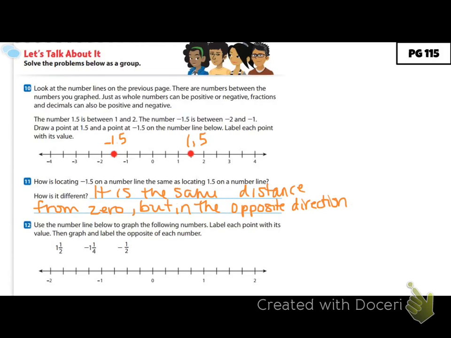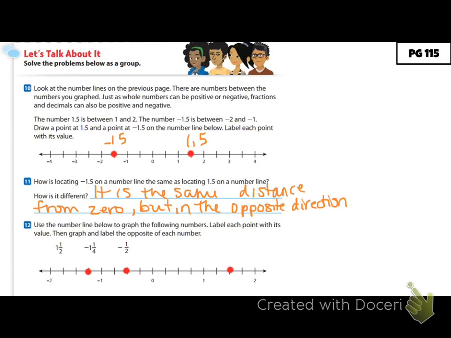Number 12 says, use the number line below to graph the following numbers. Label each point with its value, then graph and label the opposite of each number. So let's start by labeling these. 1½ would be halfway between 1 and 2, so that would be here. -1¼ is going to be one line past -1, before -1½. So that would be here. -½ would be halfway between 0 and -1, so that would be here.